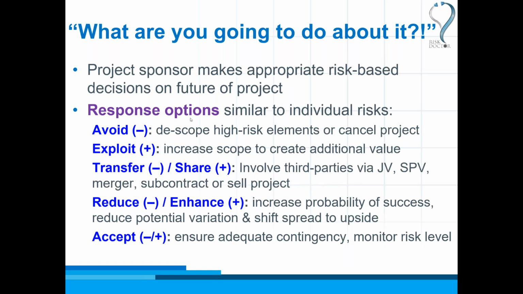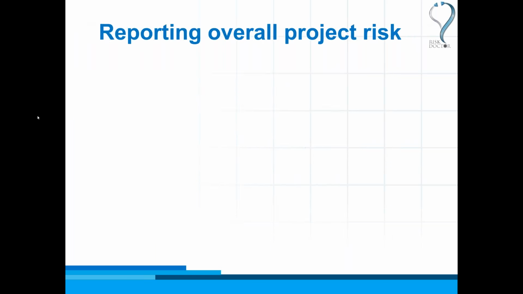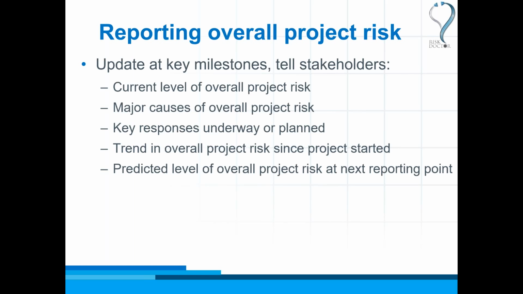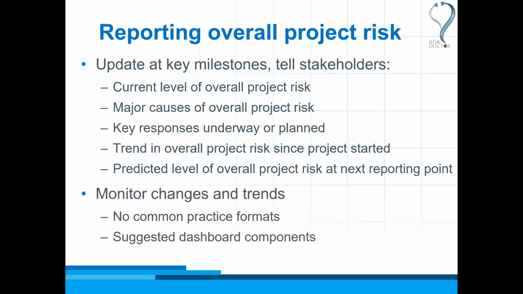And then obviously, once we've taken the responses, we need to see what happens. And that means we need to report the level of overall project risk to our stakeholders. We need to tell them what is the current level of overall project risk, where does it come from, what are we planning to do to respond to that, are things getting better or worse since the project started, and once we've completed these responses, where do we think the level of overall project risk will be next time we report? So we need to tell them these things, and that will be included in a risk review report.